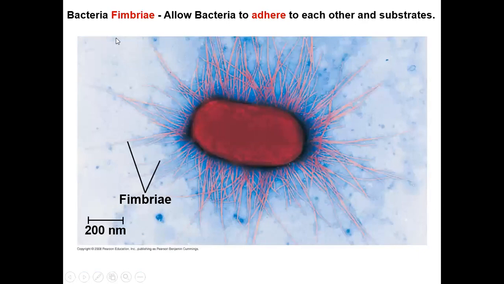Okay. So if you are looking at bacterial fimbriae, they allow bacteria to adhere to each other and to a substratum. The structure that is coming from the bacteria, you can call it the fimbriae. These all are fimbriae.